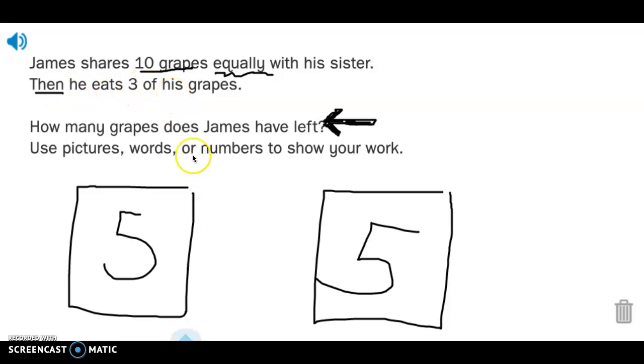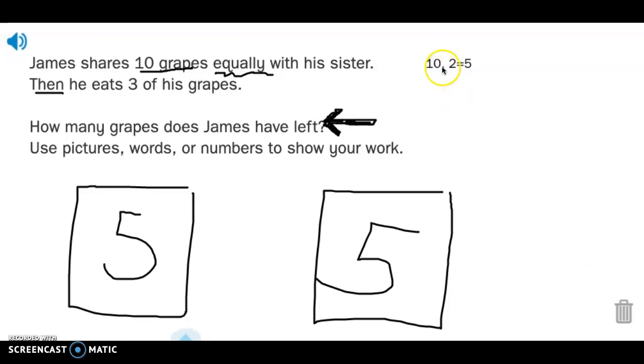Oh boy. He has how many grapes right now? He has 5. Then he eats 3. So he takes away 3. And now how many grapes does he have left? So my first number model, you should have 2 number models. I'm going to do 10 divided by, and I'm not going to be able to use that symbol, 2 equals 5.